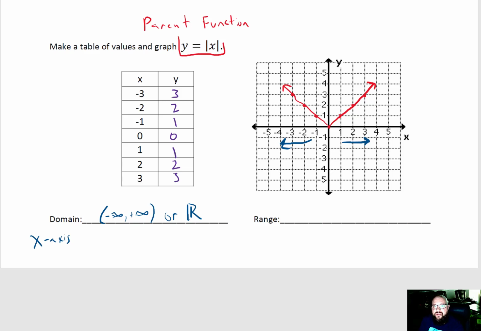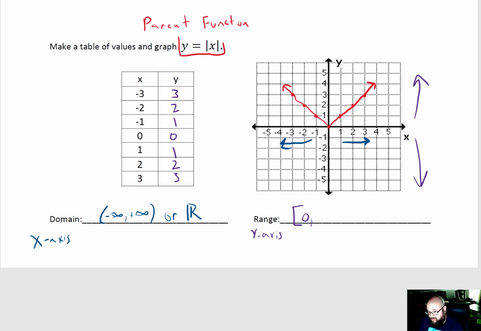Alright, now if we're looking at the range, we should be looking at the y-axis. So we want to see how far down it goes and then how far up it goes. Well, the lowest point it's going to is 0. So we know, well, let me use a bracket here. It's actually touching 0. And then it's going up forever, right?